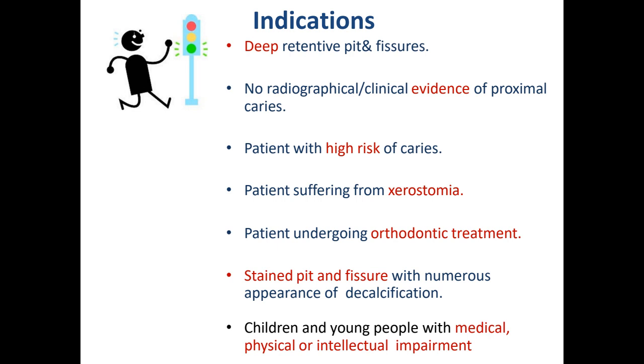Now, why do we need to use them? Because of the impairment or the condition the child is having, it may be difficult for them to maintain oral hygiene very effectively. So to reduce the occurrence of caries, we can seal the pits and fissures in these patients, so that it will be beneficial for them. The last thing is no radiographical or clinical evidence of proximal caries. So these are some of the indications for pit and fissure sealants.